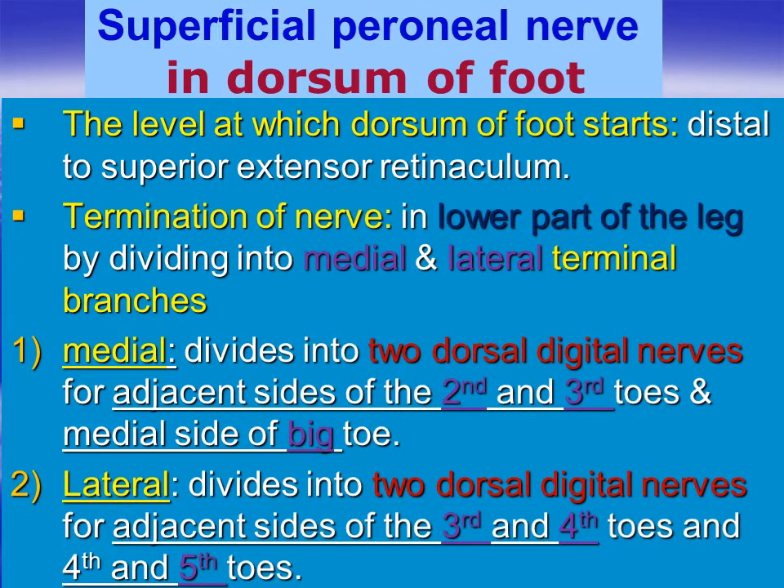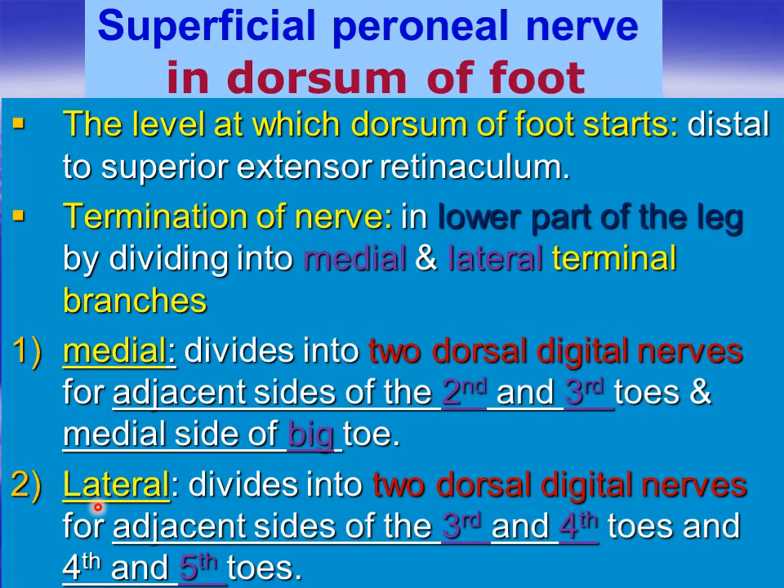The superficial peroneal nerve in the dorsum of the foot. The level at which the dorsum of the foot starts is the distal border of the superior extensor retinaculum, and the termination of the nerve in the lower part of the leg is by dividing into medial and lateral terminal branches. The medial branch divides into two dorsal digital nerves for adjacent sides of the second and third toe and the medial side of the big toe.